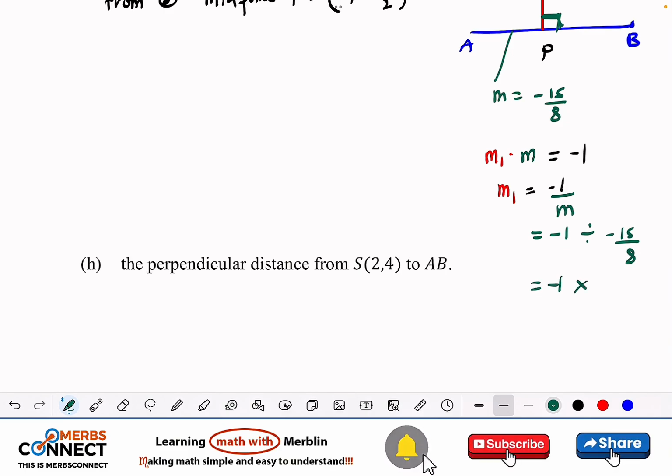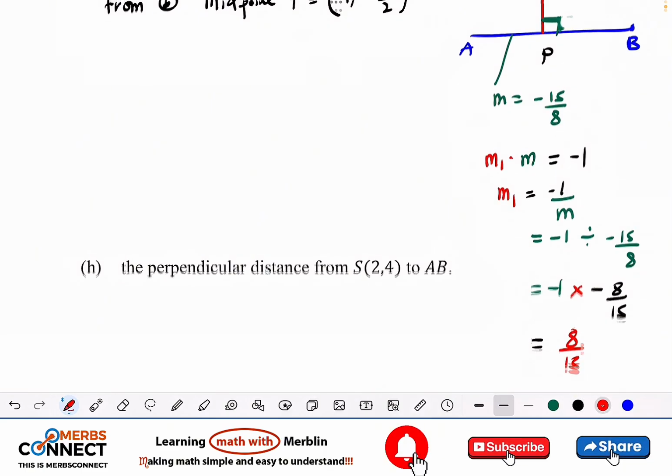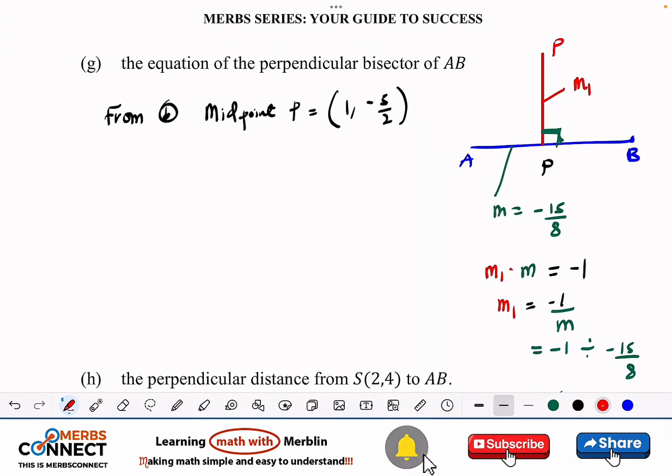Then I'll do something like this. Minus 1 times, so I'll change the division to what? Multiplication. Times, then this one, I'll take the reciprocal. So I'm going to have minus 8 divided by 15, and we are going to have 8 over 15. So it means that the slope for this one is just the negative reciprocal of this. So when I take the negative reciprocal, I just get what I had there, 8 over 15. So now we have a point which is 1 and minus 5 on 2.